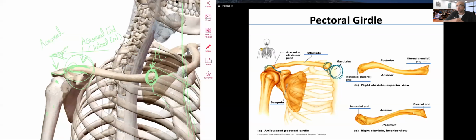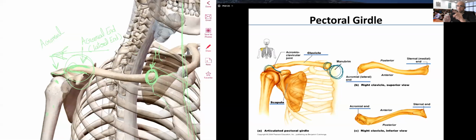All right, so again, what are we looking at in here? We're looking at the clavicle, or collar bone. Distal means away from the point of origin. Lateral means away from the midline.